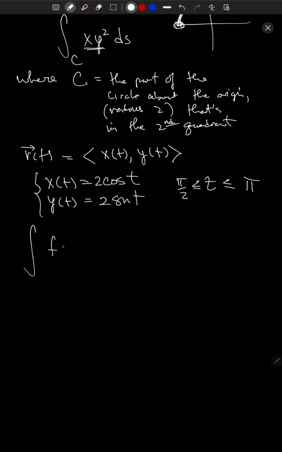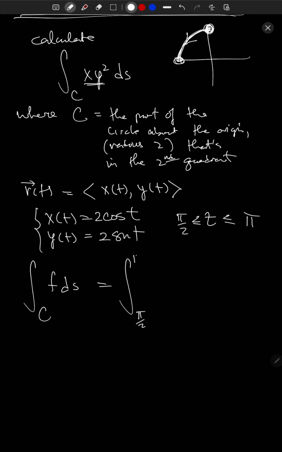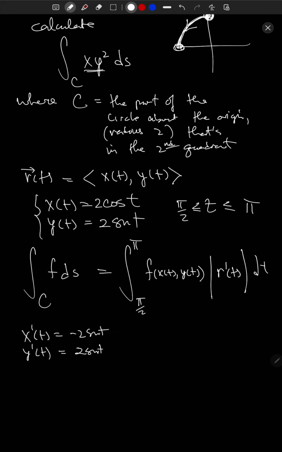So what is our integral? The integral of f ds over c is, let's just use our formula. This was a to b, and we're going from pi over 2 to pi. Our function f of x of t, y of t, we'll do that in a second. And then the important compensation factor is the length of r prime of t and then dt. So what is r prime of t? Well, x prime of t is minus 2 sine t, y prime of t is 2 cosine t, and so the length of r prime of t is 2.